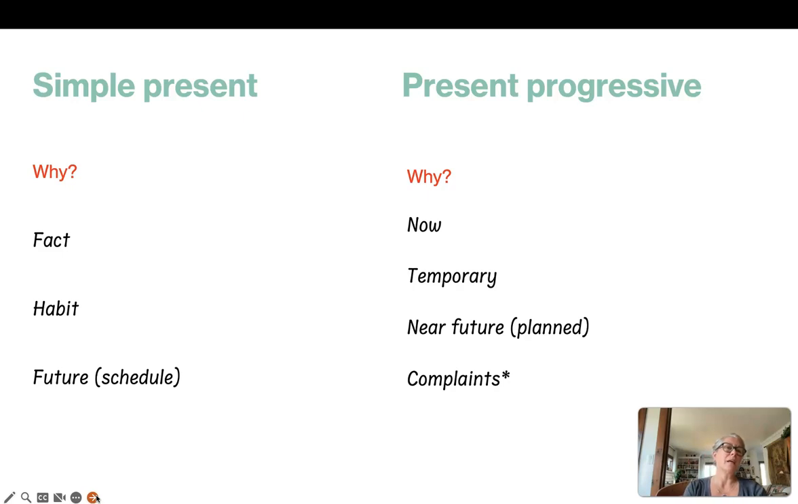Remember, the simple present, we use it to talk about a fact or a habit or the future when it's a schedule. For example, the bus leaves in 10 minutes. We use the simple present.